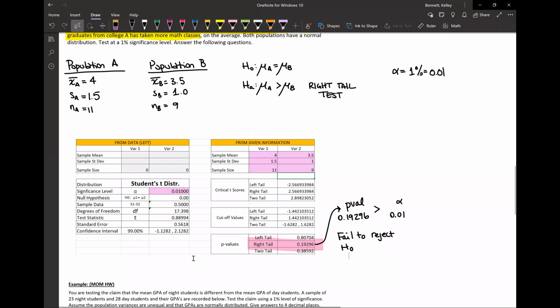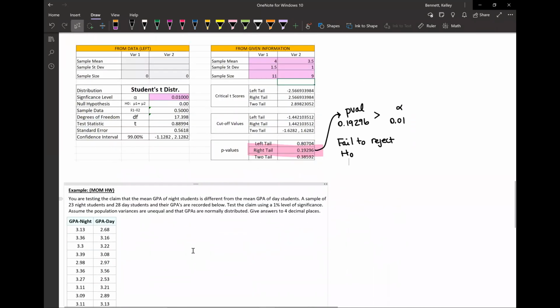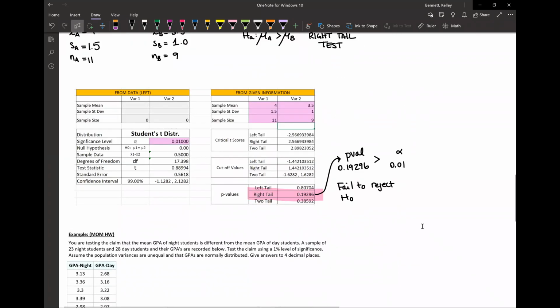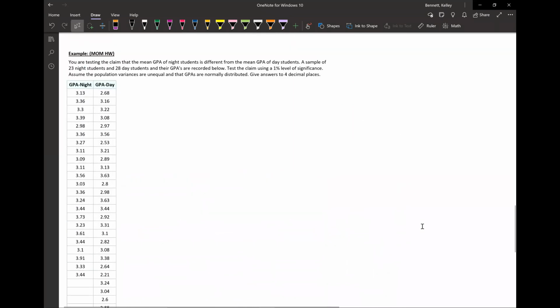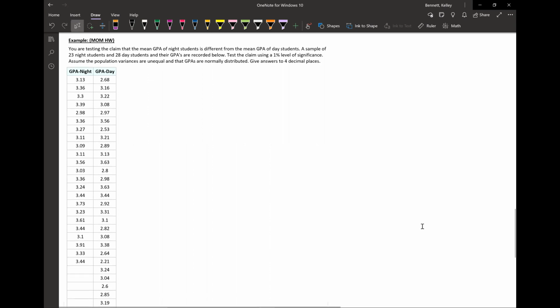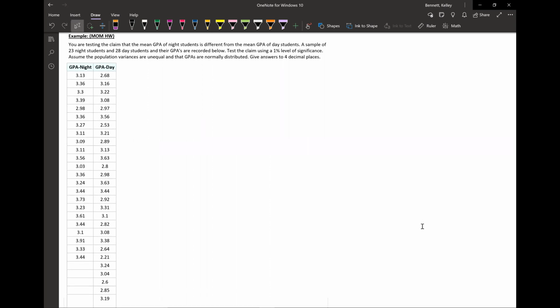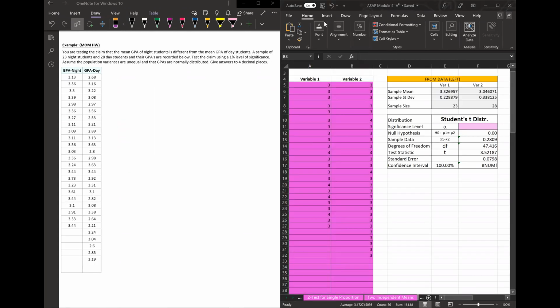All right, so the last example is, what do we do with raw data? If we're going to test the claim about the mean GPA of night students and the mean GPA of day students, and we're given raw data, we're going to need to compute our sample mean, our sample standard deviation, and our sample size from each set of raw data. So I'm going to go ahead and throw this into Excel. In MOM, whatever is randomly generated for you, you can actually copy and paste that.